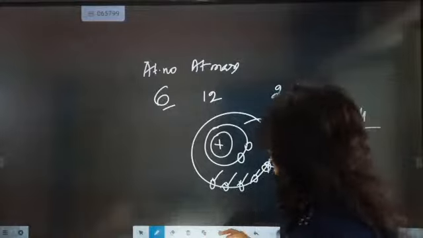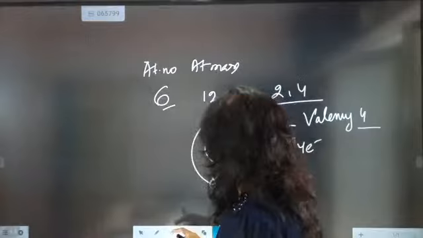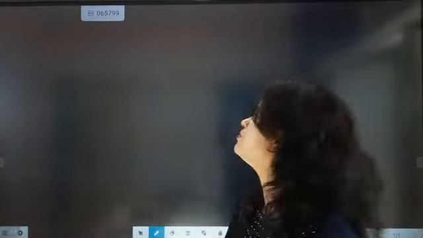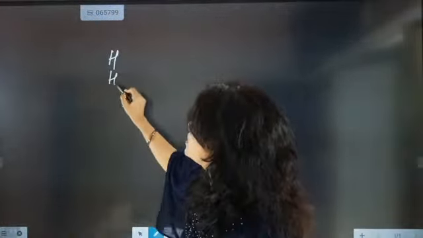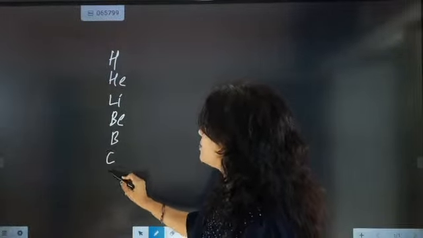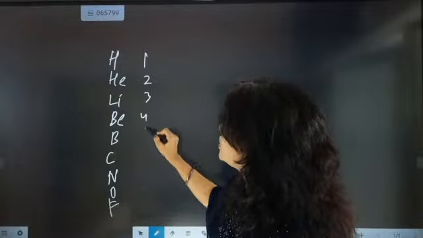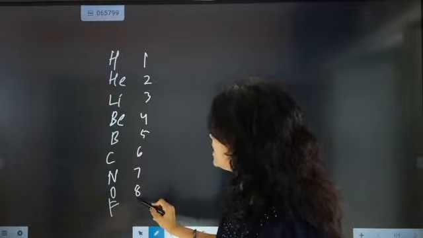Now look here, I am going to write the atomic numbers. Time is limited, I have other classes also. I am going to start from hydrogen, helium, lithium, beryllium, boron, carbon, nitrogen, oxygen, fluorine. Atomic numbers 1, 2, 3, 4, 5, 6, 7, 8, 9.